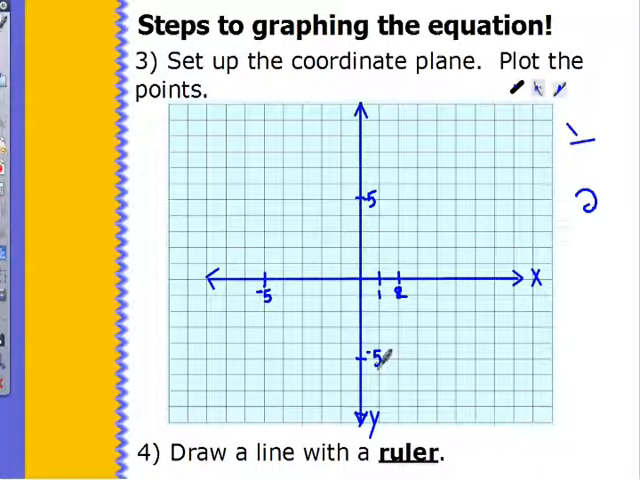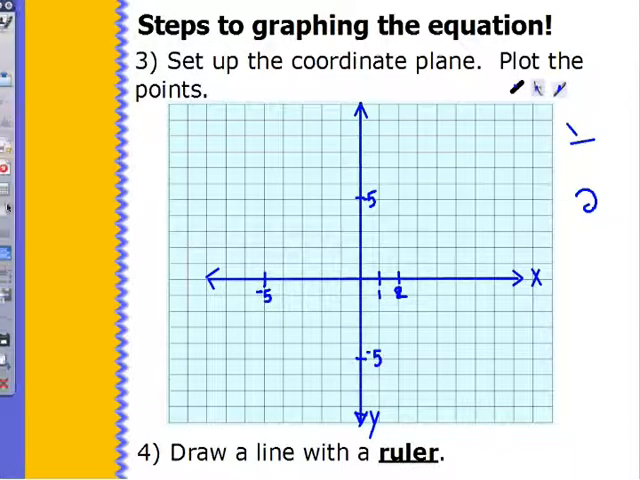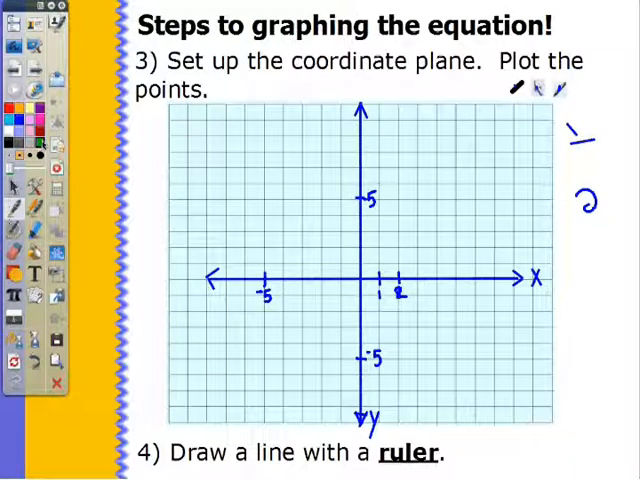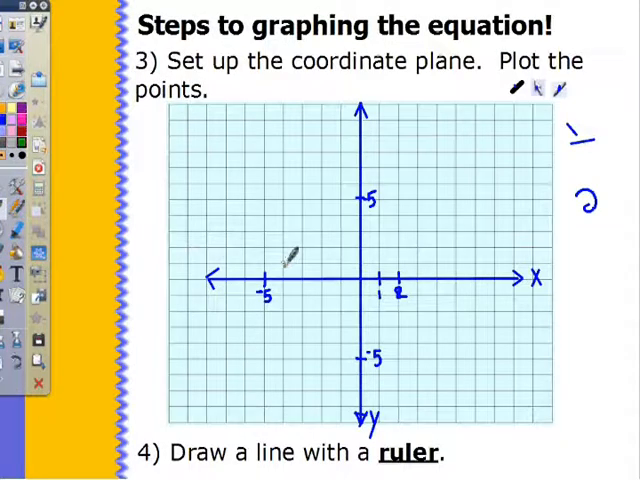If you're going to count by 5s on the y, then you always have to count by 5s both above and below the x-axis. Now we're going to take our data and plot those points. This should be feeling really familiar from last year. So I remember that at negative 4, we were at 6. So 1, 2, 3, 4, 5, 6.